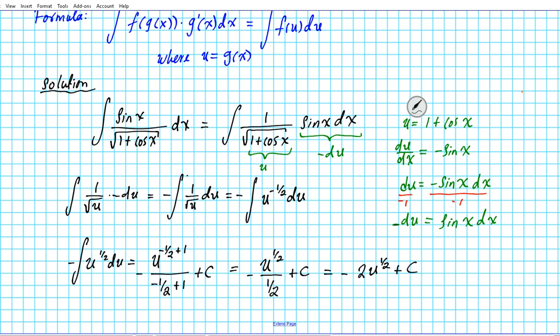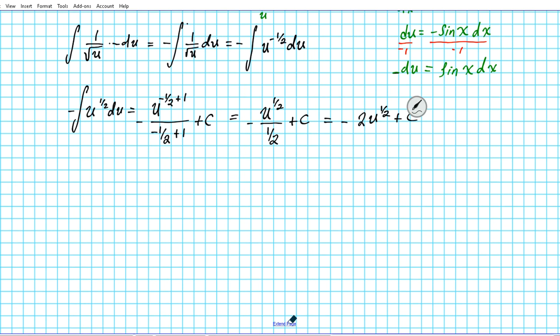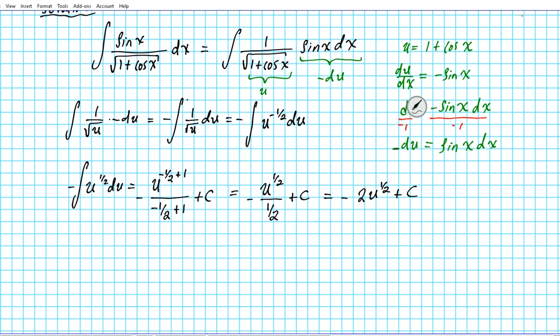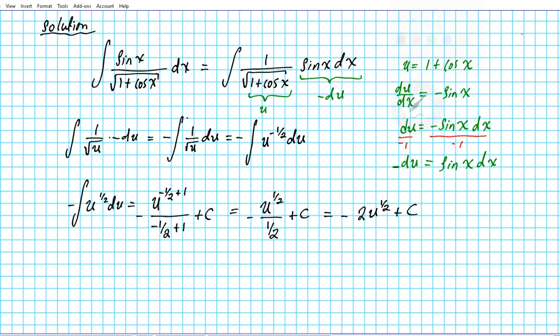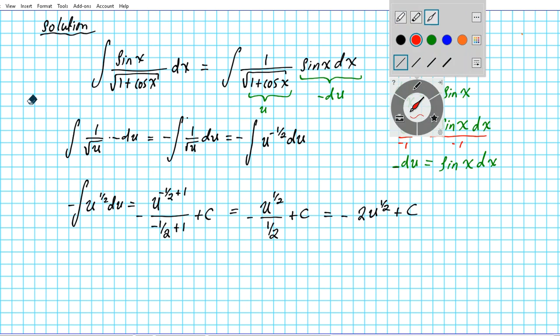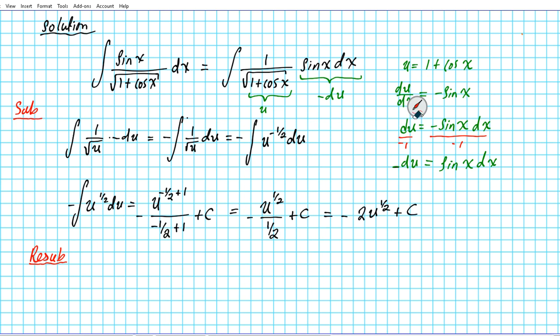Okay, so are we done with the problem? The answer is no. One thing about u substitution is that, first of all, you carry out a substitution first, and then when you're done integrating, you resub. Okay, so here we did a substitution, and then when you're done integrating, guess what? We're going to resub. What does that mean? We're going to resubstitute what we substituted out back for u.